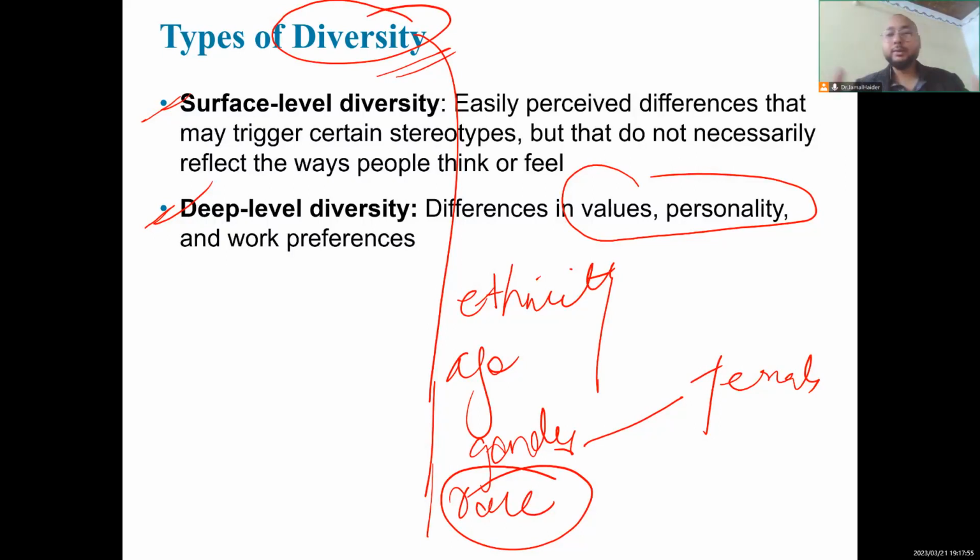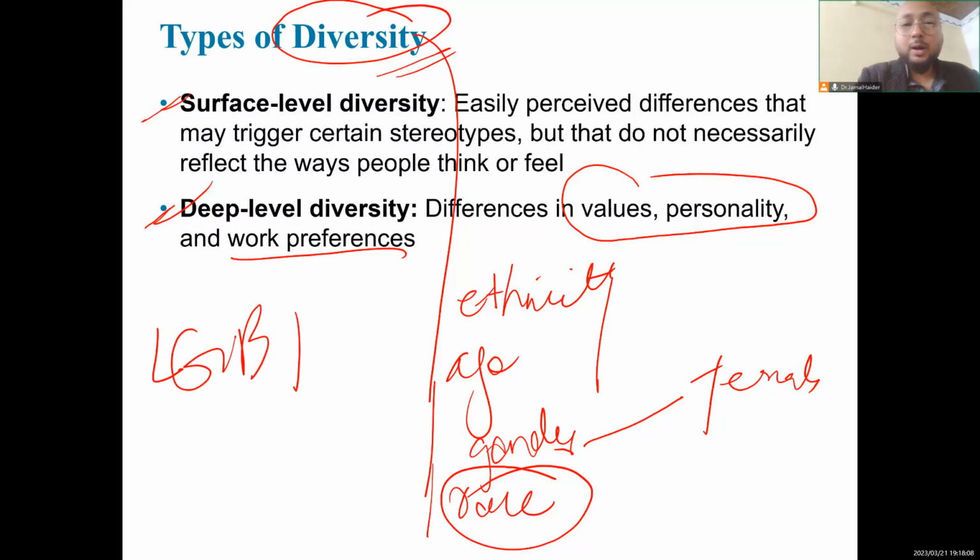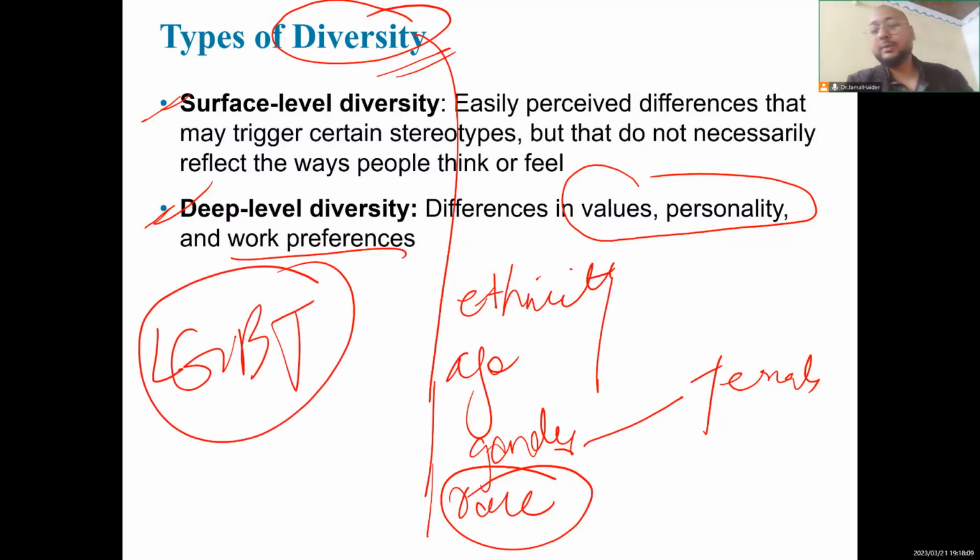Similarly, there are other work preferences as well. Nowadays, we have seen a lot of countries have made laws for LGBT communities to give them a quota for employment and all that. So you need to manage this diversity as well. You need to hire these people. The government says that. All right, so this is called deep level diversity.